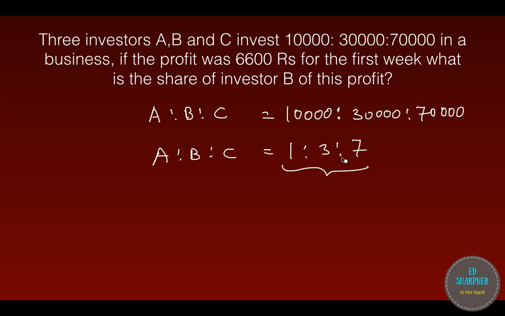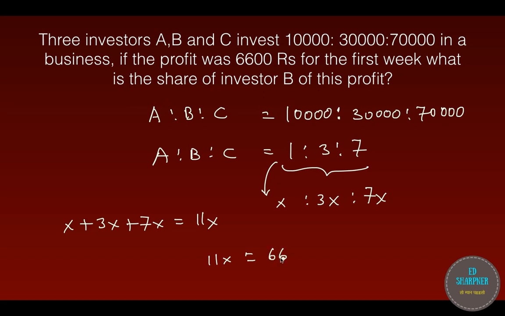So whatever profit that I earned is the addition of all the profits that they earn. Let's say the profit earned by A is X, then the profit earned by B must be 3X and therefore the profit earned by C should be 7X. All the profit is X plus 3X plus 7X, that is equal to 11X. That means whatever profit that I've earned is equal to 11X and that is equal to 6600 rupees. And thus you can find out X as 6600 divided by 11 and you get 600 rupees.